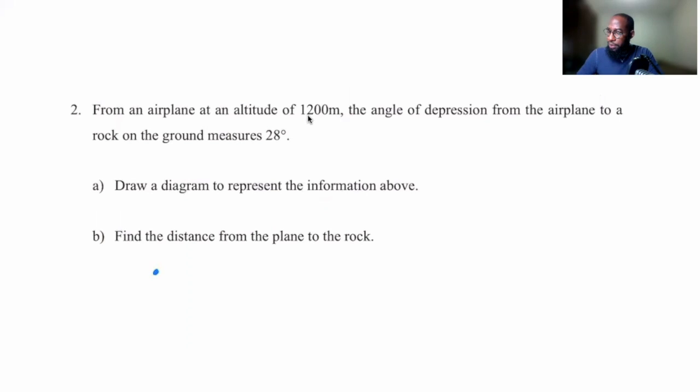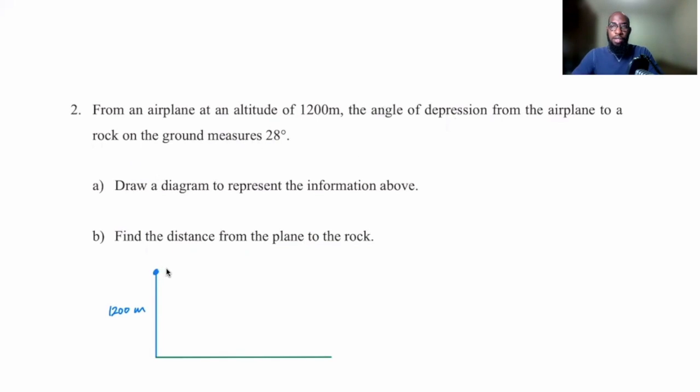This is my airplane, and they said altitude or height is 1,200 meters, right? So if there's the altitude, there's the airplane, well, there's the ground below here, so I'll deal with that one time. All right, there's the ground below here. Continuing, they said the angle of depression from the airplane, so we know from here we're talking about to a rock on the ground measures 28 degrees.